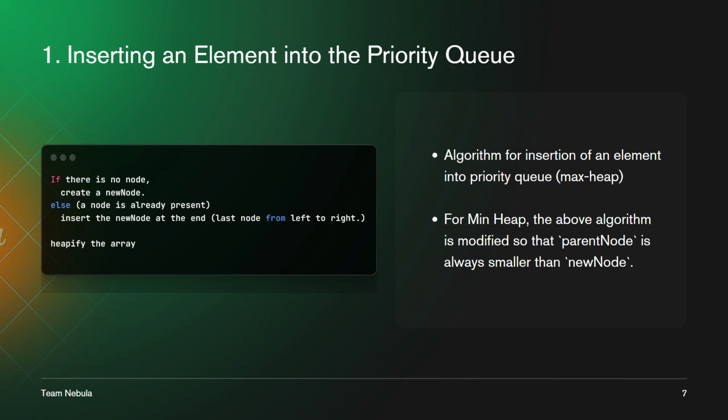Algorithm for insertion of an element into priority queue max heap. If there is no node, create a new node. Otherwise, if a node is already present, insert the new node at the end, the last node from left to right. Then, heapify the array. For min heap, the above algorithm is modified so that the parent node is always smaller than the new node.